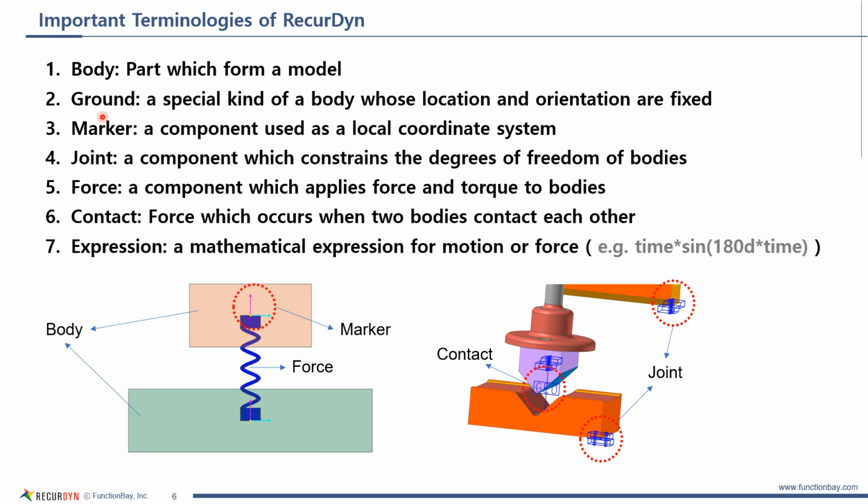Marker is a component used as a local coordinate system. Joint is a component which constrains the degrees of freedom of bodies. Force is a component which applies force and torque to bodies. If two bodies contact each other, that is where the contact force occurs. Expression is mathematical expression that is used for motion or force.